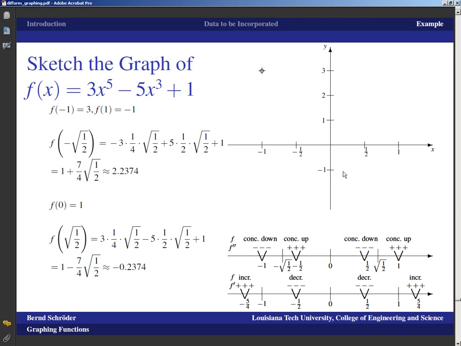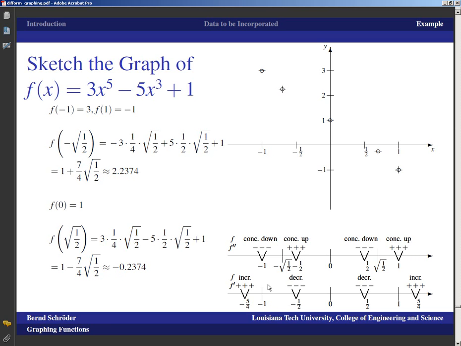Now we're just going to go ahead and plot points. We've got the point negative 1 and 3. We've got the point negative root 1/2 and 2.2374 right here. We've got f of 0, which is 1, which is here. We've got the point root 1/2, negative 0.2374, which is around here. And we've got the point 1, negative 1 right here.